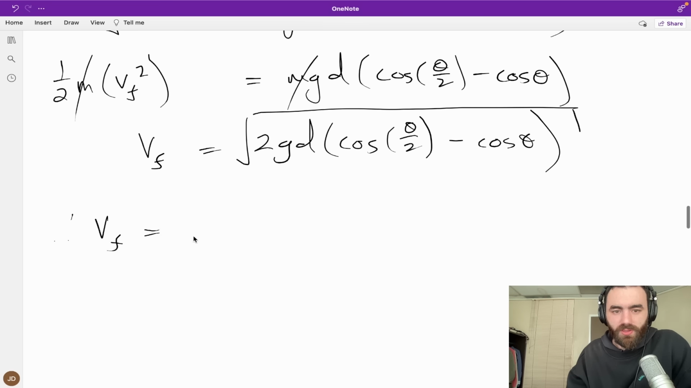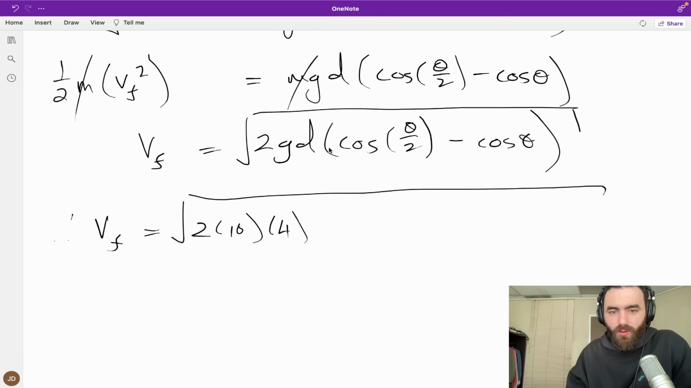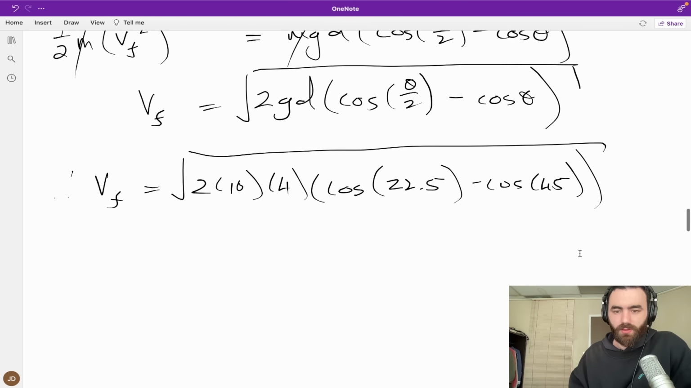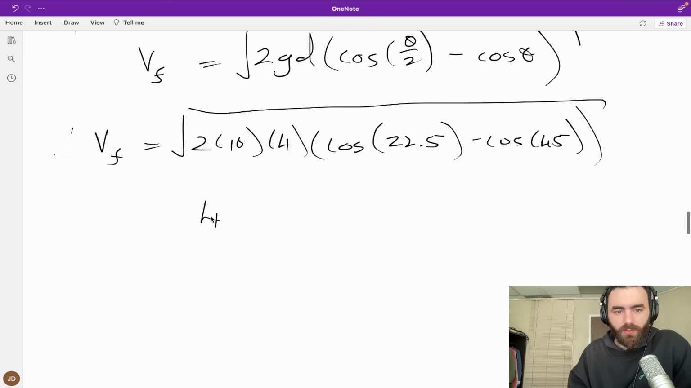Then we can just plug everything in at the end. Therefore, the final velocity will be equal to the square root of 2 times 10 times 4 times cos of 45 over 2 minus cos 45. Cos 22.5 times 4 times 10 times 2, square root of that, so the final speed is about 4.16 meters per second.